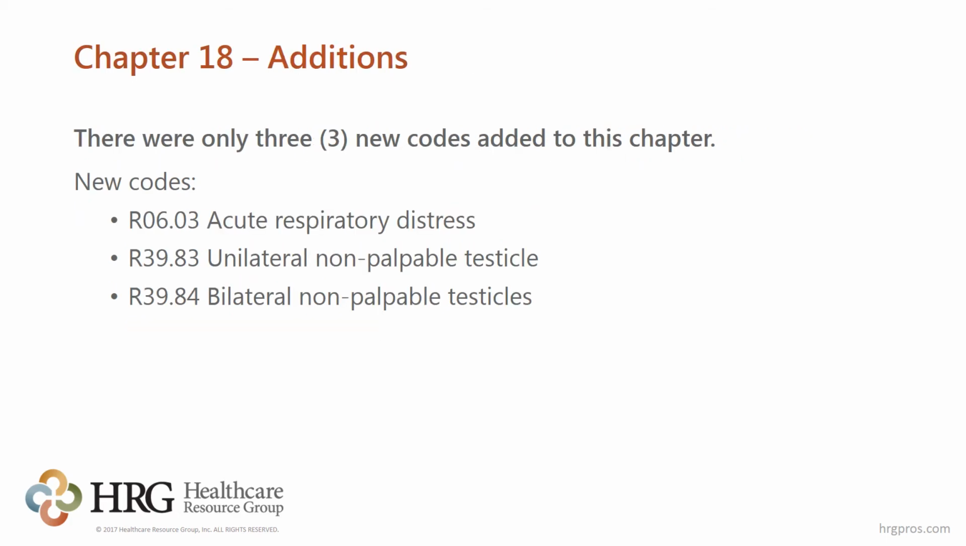In Chapter 18, there were only 3 codes that were added, and they are listed below. The most important one, I feel, in this area is the code for acute respiratory distress, which many coders often see in documentation without a clear code for.